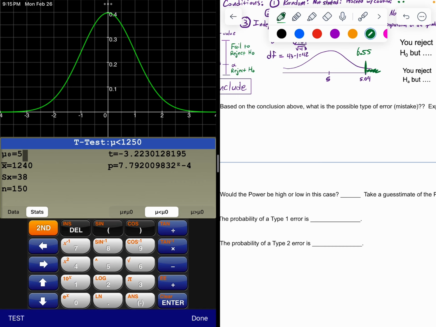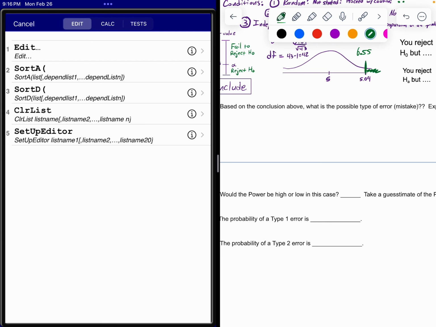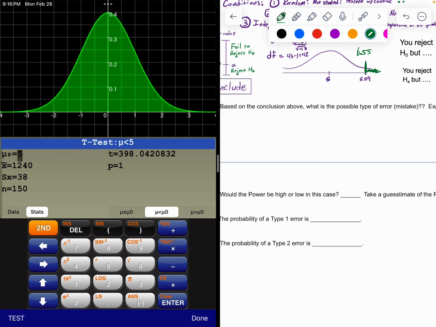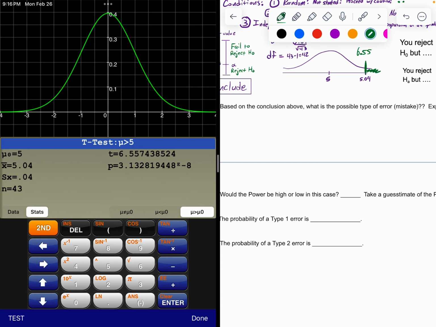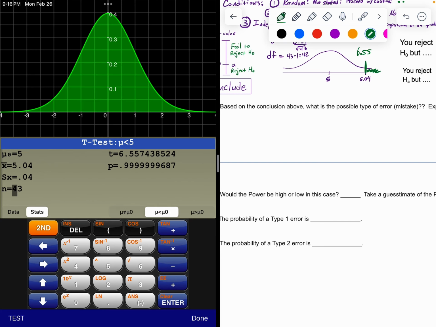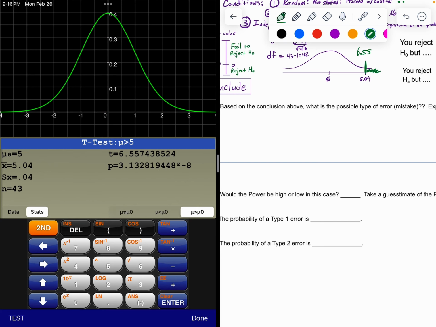Mu is 5. Sorry, start over. Stat, tests, t-test, number 2. Mu is 5. X bar is 5.04. There were 43, wait, that's the sample size, 5. The standard deviation was 0.04. Sample size was 43. And we did a greater than test. So make sure you see the options here. You have the same thing on your calculator, maybe a slightly different format. But there's my t of 6.55, and sure enough, look at the p-value.